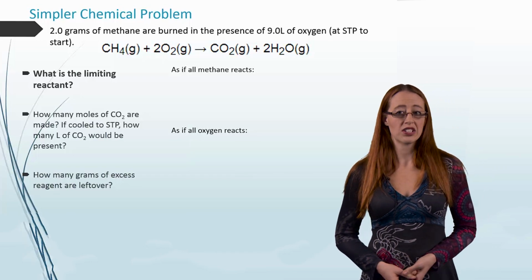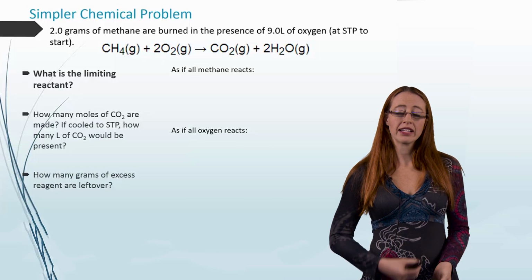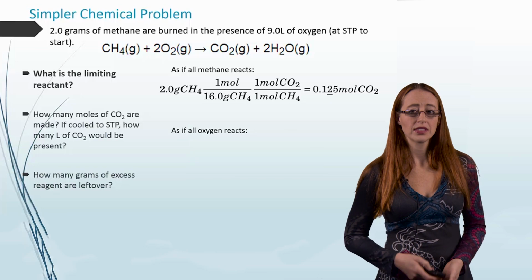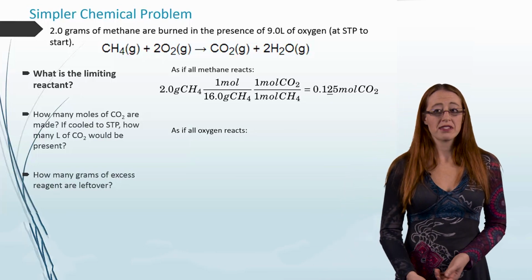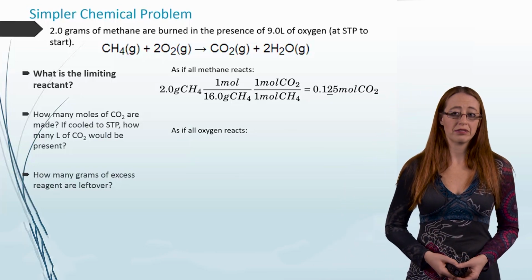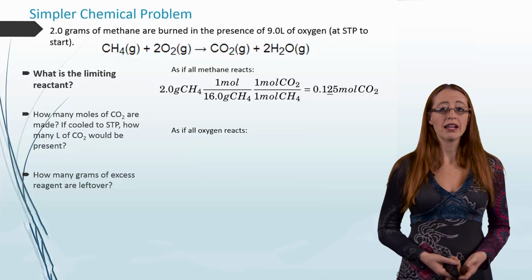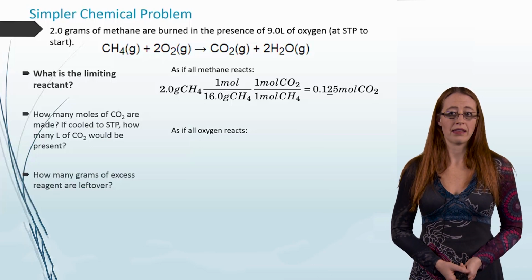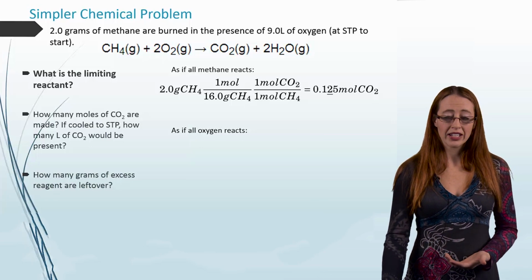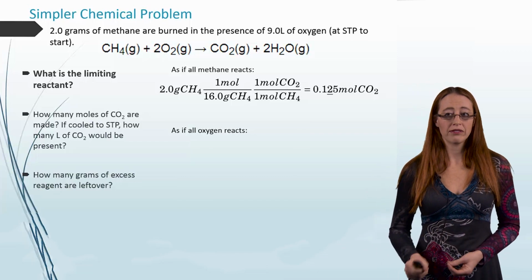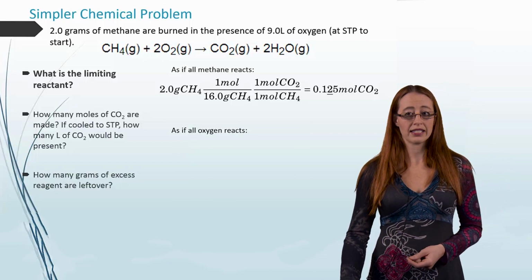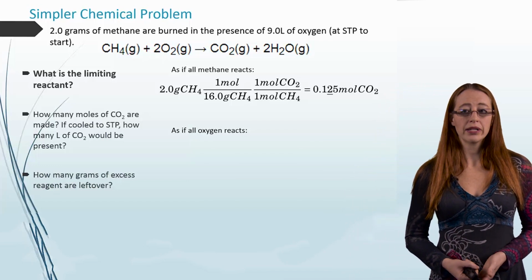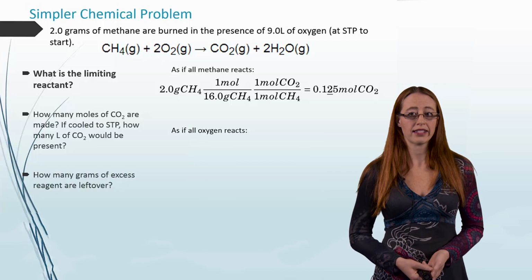So first off, what is our limiting reactant? We're going to do the same thing, except now our conversion factors are a little bit more complicated. So we start with our 2 grams of methane, but this time we have to convert from grams into moles, and so I divide by the molar mass. That 1/16 is the molar mass of methane. From here, it's the same as the last slide. We convert between moles of methane and moles of carbon dioxide. It's a 1-to-1 ratio, and we get 0.125 moles of carbon dioxide.